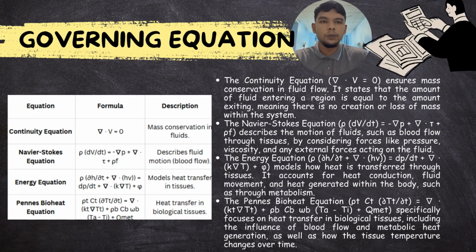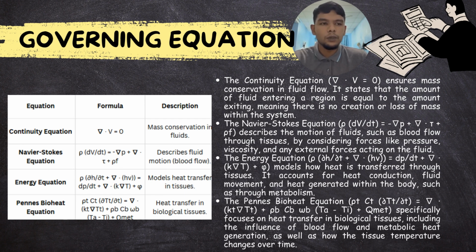For the governing equations, we use the continuity equation to ensure mass conservation in the fluid. It states that the amount of fluid entering a region is equal to the amount exiting, meaning there is no creation or loss of mass within the system. The Navier-Stokes equation is used to describe the motion of fluid such as blood flow through the tissue, by considering forces like pressure, viscosity, and any external force acting on the fluid.